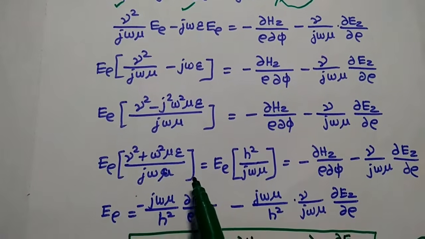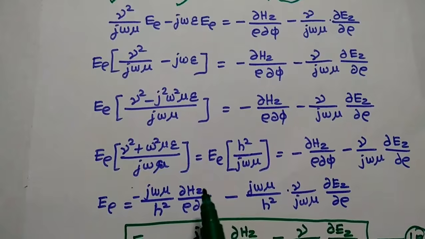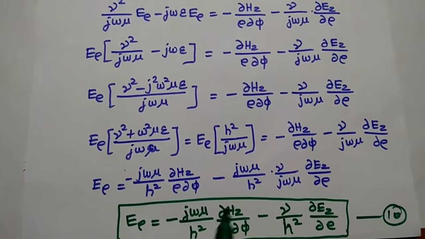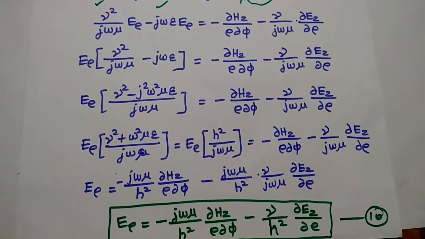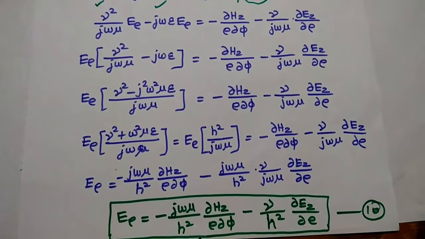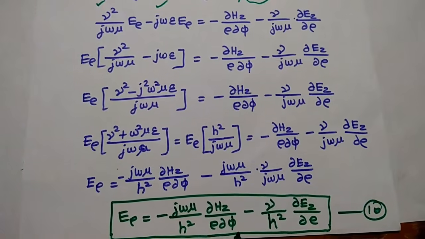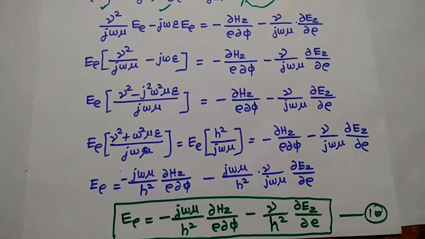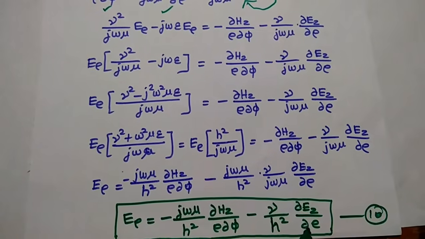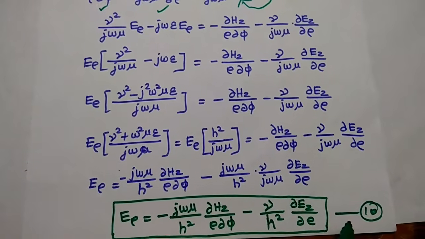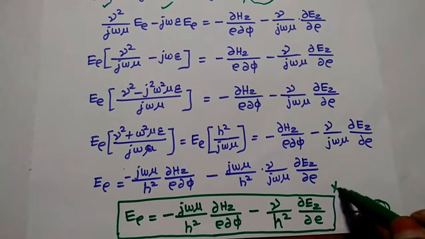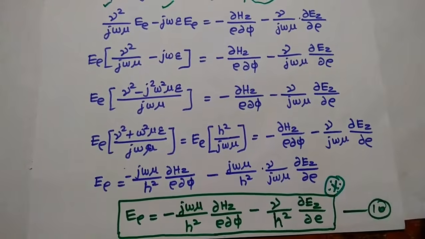From this we can get the value of Eρ. Eρ is equal to what, the value now? It is nothing but minus jωμ/h² ∂Hz/(ρ∂φ) minus γ/h² ∂Ez/∂ρ. Consider this as the 10th equation. So this is the Eρ component value.